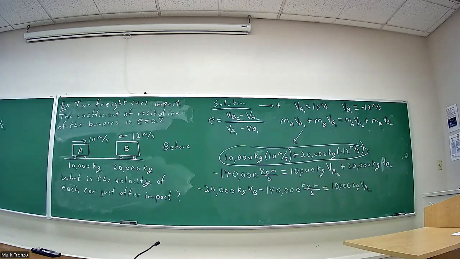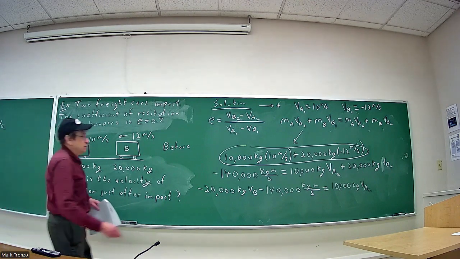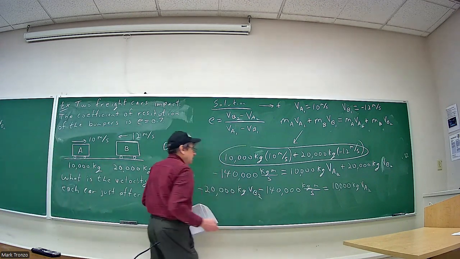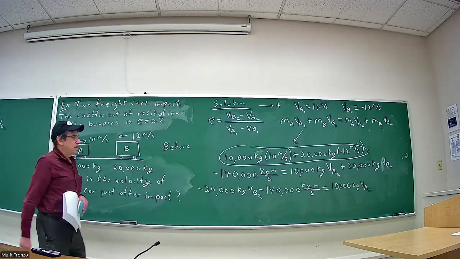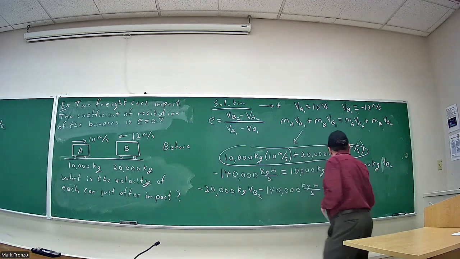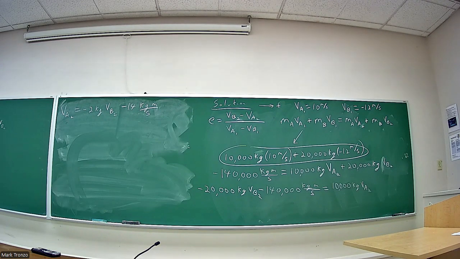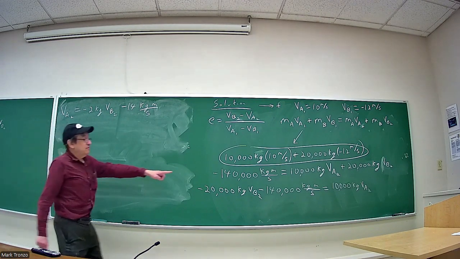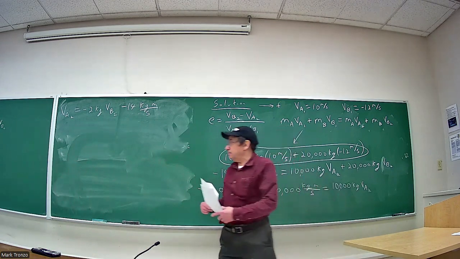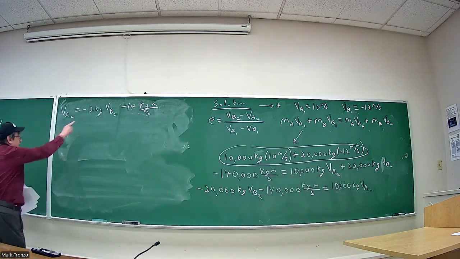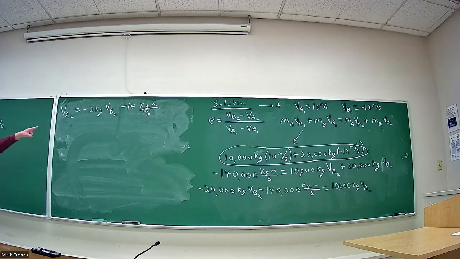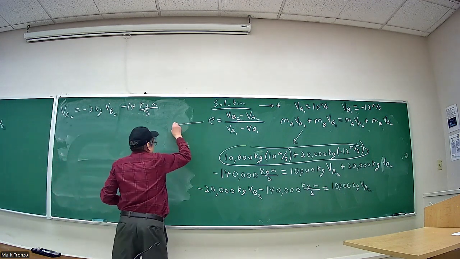Like this, and then what we can do, we could solve for VA2 in terms of VB2. And actually, this should be VB2 here. So again, we'll divide both sides by 10,000. When we divide both sides by the 10,000 kilograms, we end up with VA2 is negative 2 VB2 minus 14. Now we can use the equation for our coefficient of restitution over here.